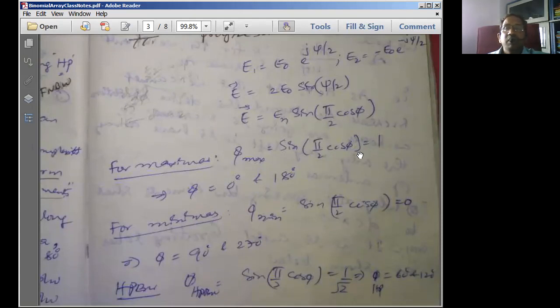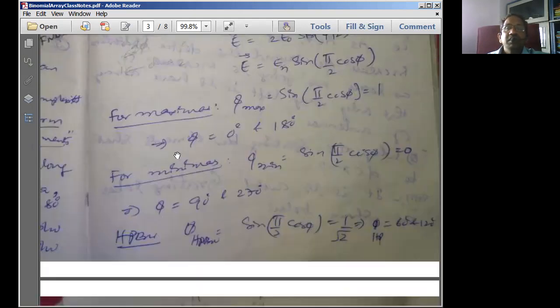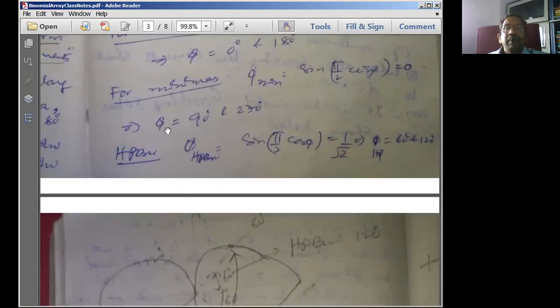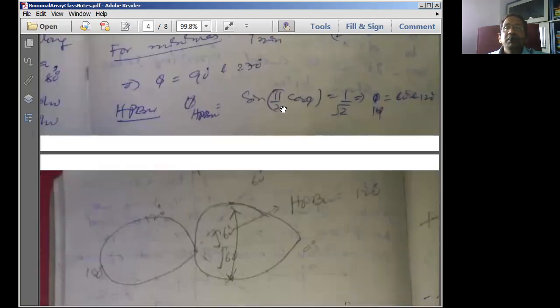When we make this equal to 1, we get the maximum values for phi equal to 0 and 180 degrees. Okay, because it is along the axis of the antenna array. Then for minimas, we get the minima values at phi equal to 90 and 270 degrees. And the half power beam width is obtained when this particular product equation is equated to 1 by root 2. Thereby we get 60 and 120 degrees.